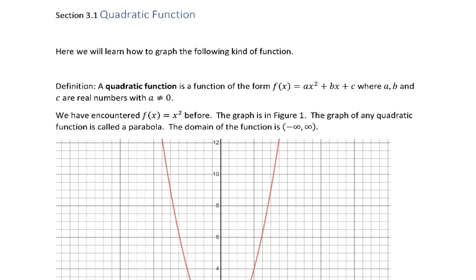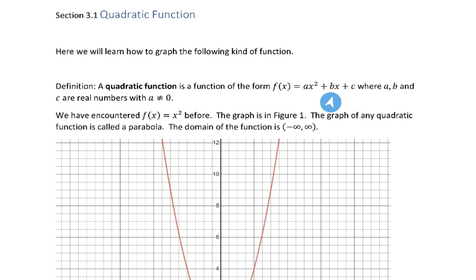So in this section, 3.1, what we're looking at is what's called a quadratic function. A quadratic function, by the definition actually here, is just a function in this form. A function f of x is a quadratic function if it's equal to a polynomial of degree 2. That's what a quadratic function is. Degree 2, again, that's the highest exponent of x, which here is 2, of course.